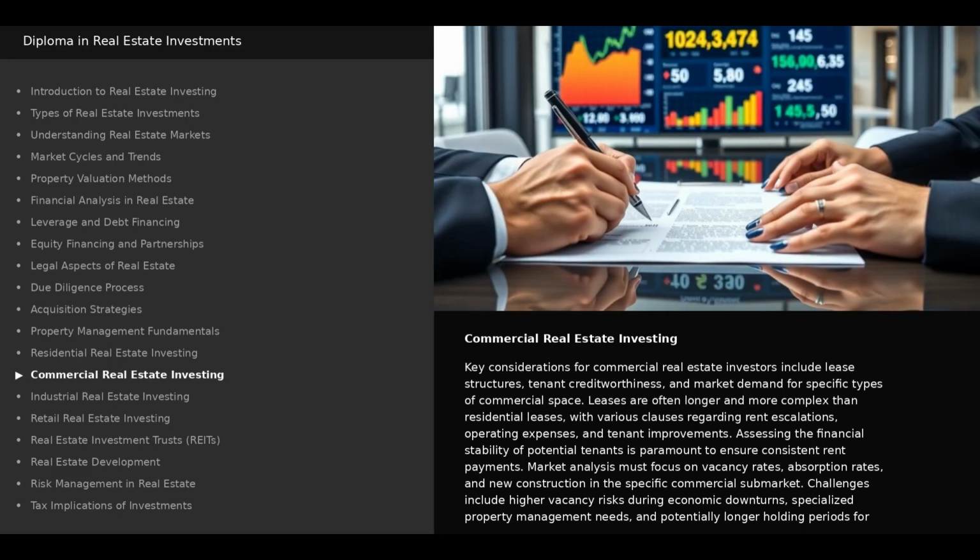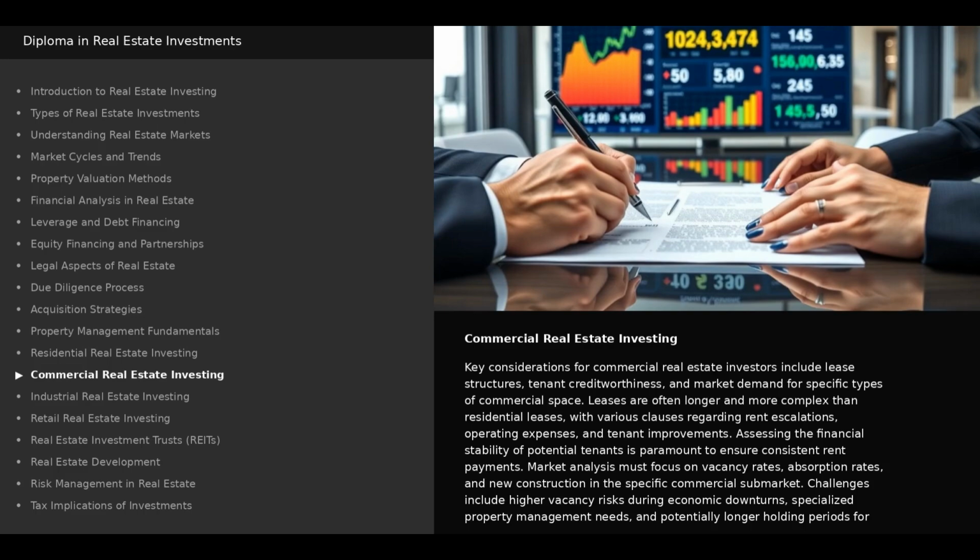Key considerations for commercial real estate investors include lease structures, tenant creditworthiness, and market demand for specific types of commercial space. Leases are often longer and more complex than residential leases, with various clauses regarding rent escalations, operating expenses, and tenant improvements. Assessing the financial stability of potential tenants is paramount to ensure consistent rent payments.